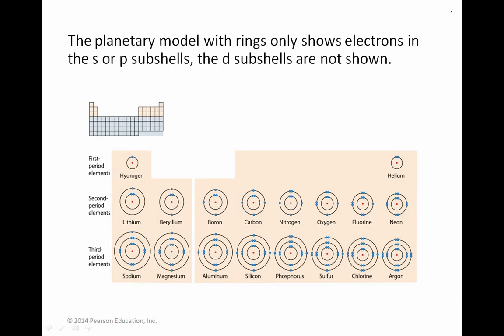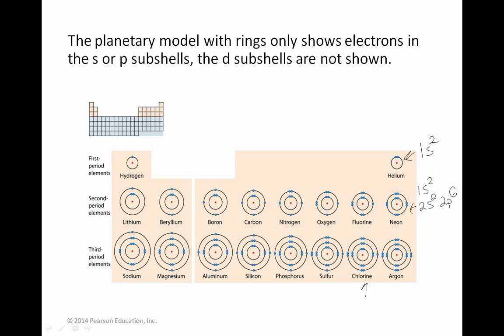Okay, so when we look at these rings, the planetary models, this is what I meant by this only showing us electrons in the S or the P subshells. The D subshells are not shown. So in our first period, we have our S, so we have 2 electrons in S for helium. With neon, it has 2 in S and 8 in the outer shell, which actually corresponds to 1s2, 2s2, 2p6. And that's what you see right here for neon, whereas helium was just 1s2.